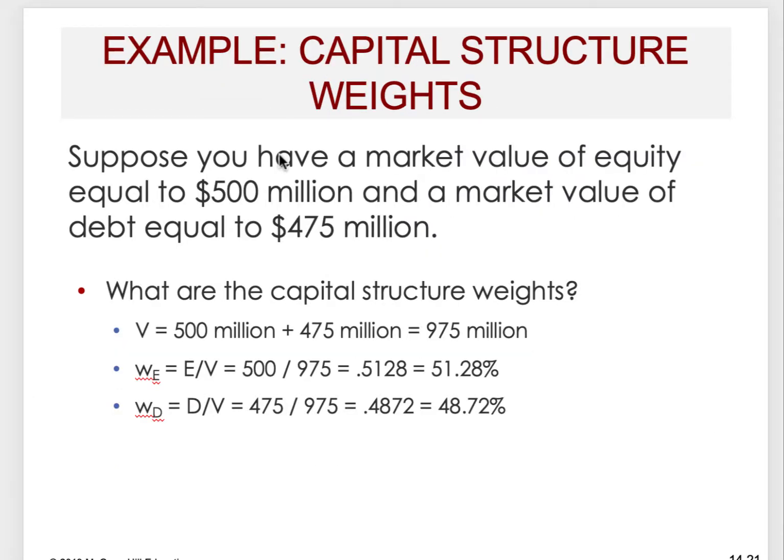All right, so let's look at an example here of the capital weight structure. Very easy. Let's suppose you have a market value of equity equal to 500 million and a market value of debt equal to 475 million.